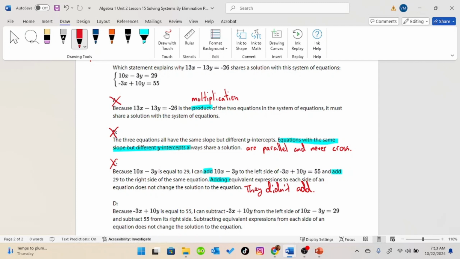The plus 10y on the bottom, when subtracted, becomes minus 10y, and minus 3y minus 10y is minus 13y. And when I subtract the bottom equation, the positive 55 becomes negative 55, and 29 minus 55 becomes negative 26. Subtracting is what they actually did to get the new equation. So choice D is the correct option.